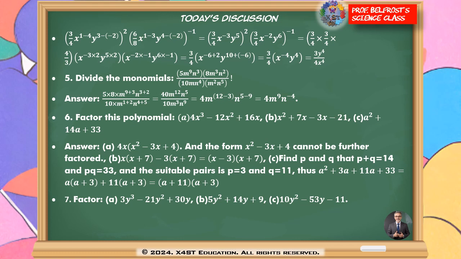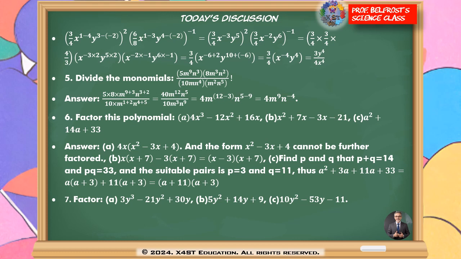How about b? Actually, you identify in groups. The first group has a GCF of x, and the second group has a GCF of minus 3, and then you just apply the distributive property and create the factors x minus 3 and x plus 7. How about c? This is easy. Just find p plus q and p times q. p plus q is b, 14, and pq is a times c, 1 times 33. The suitable pair is p equals 3 and q equals 11, or you can reverse them. It doesn't matter. Do the factorization as shown, and obtain a plus 3 times a plus 11.